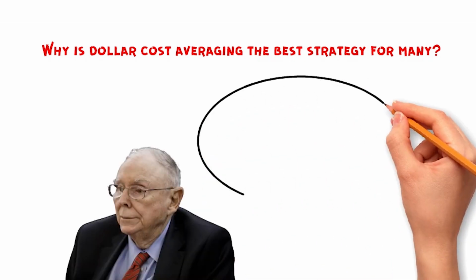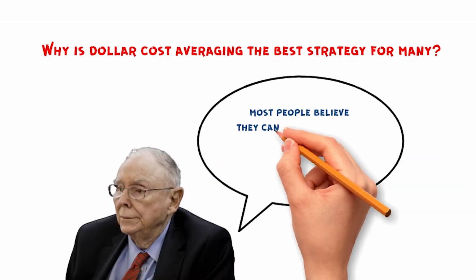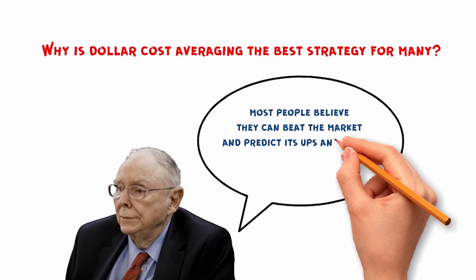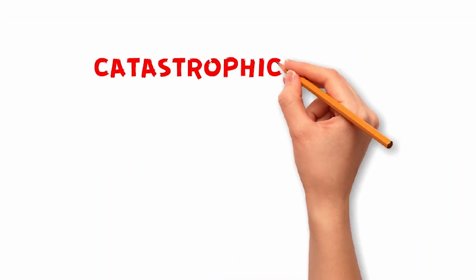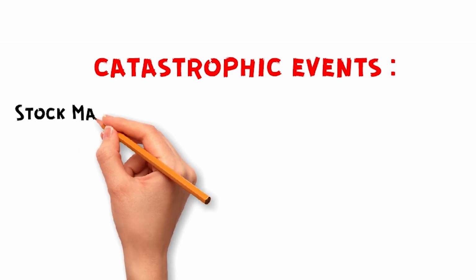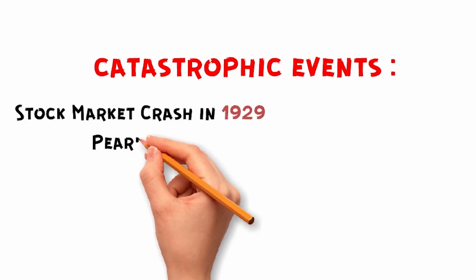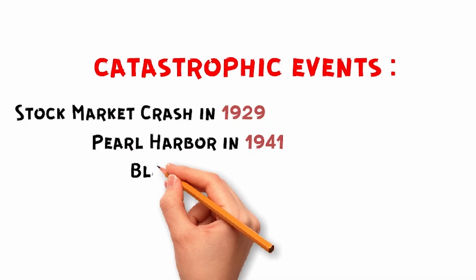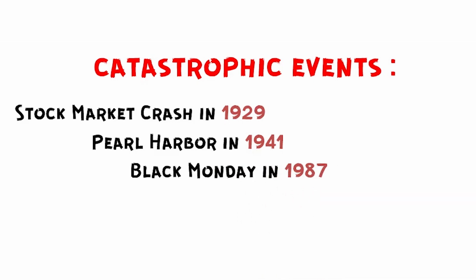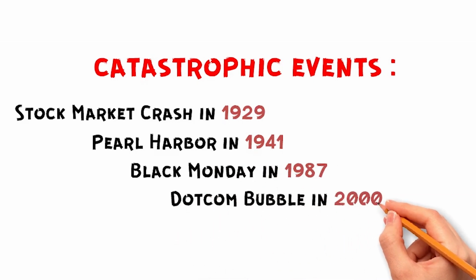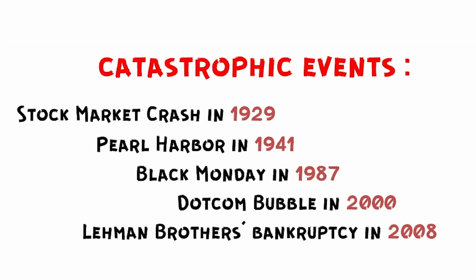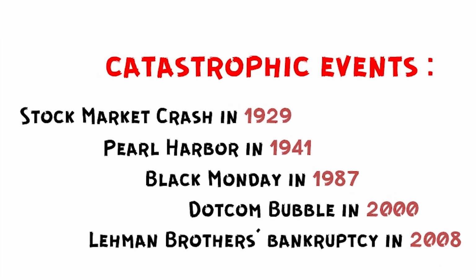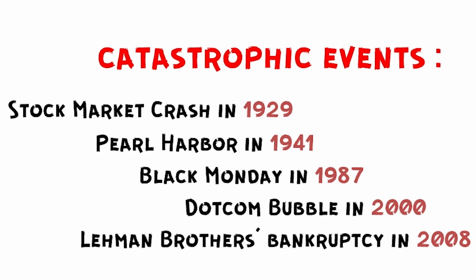According to Charlie Munger, most people believe they can beat the market and predict its ups and downs, but the reality is the opposite. When those catastrophic events happened, like the stock market crash in 1929, Pearl Harbor in 1941, Black Monday in 1987, the dot-com bubble in 2000, and Lehman Brothers' bankruptcy in 2008, most people could not foresee these crises. Predicting such events is nearly impossible.